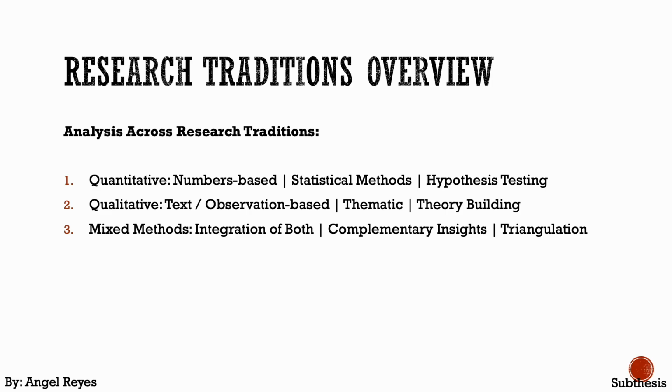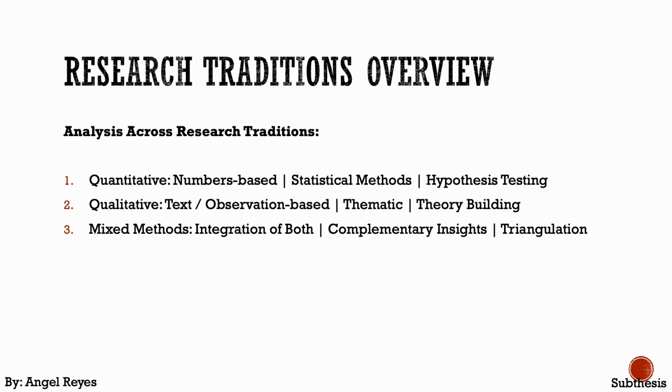Qualitative analysis works with text, observations, images, and other non-numerical data. It employs techniques like thematic analysis, content analysis, and grounded theory. When we code interview transcripts, identify patterns in field notes, or interpret visual data, we're doing qualitative analysis. This approach recognizes that not everything meaningful can be reduced to numbers. It excels at capturing context, meaning, and complexity.